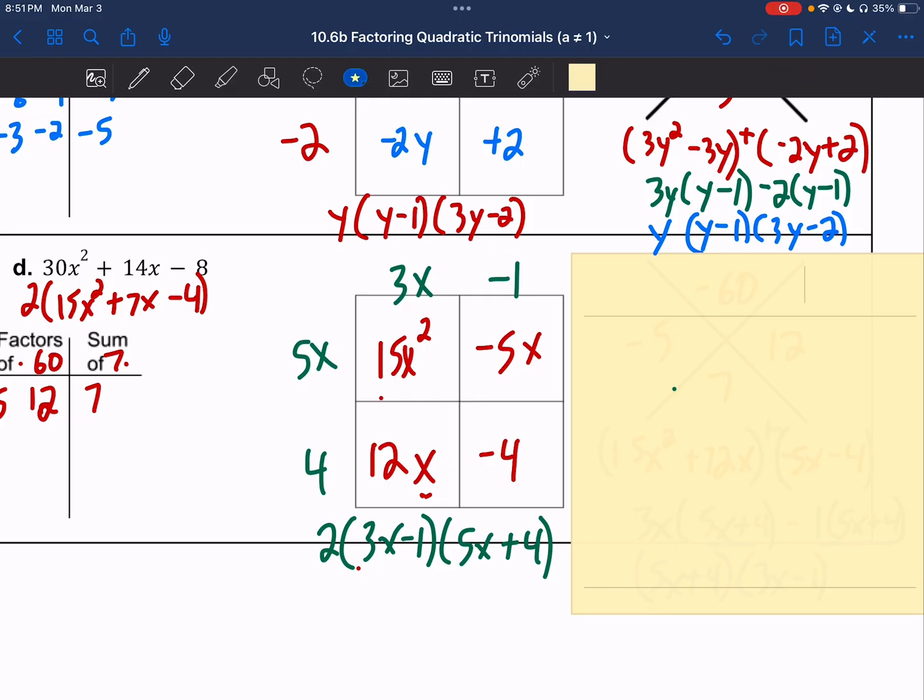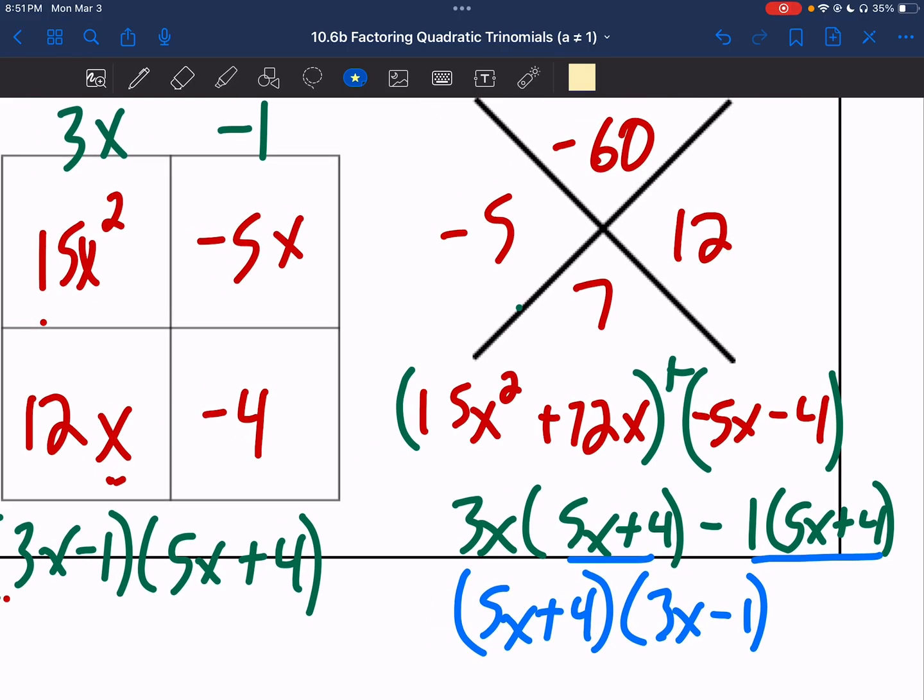And again, we're going to check our post-it note, what it's hiding, and we get the fact that we have an AC of negative 60, a B value of 7, nothing changed from the other side. We've got factors of negative 5 and 12. So when we substitute those in the middle, we've got 15x squared plus 12x minus 5x minus 4. Common factor in your first two terms is 3x. You're left with 5x plus 4. Common factor in your second two terms is a minus 1. You're left with 5x plus 4. You bring the 5x plus 4 to the outside, and you have times 3x minus 1 remaining. And again, we need to remember to write in our GCF that we brought out, which was a 2.